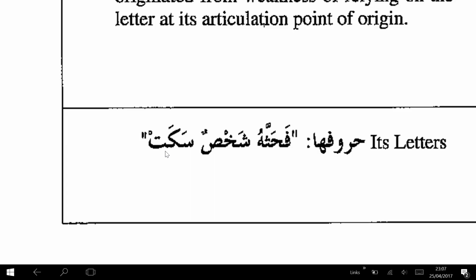So your homework will be to memorize the chart, which is the list of opposites with the meaning, the list of non-opposite characteristics again with the meaning, and the difference between hams and jahr. What does hams mean? What does jahr mean? What are the letters of hams? فَحَثَّهُ شَخْصٌ سَكَتْ. Recite them with a sukoon, each of the alphabets here, keeping a hand in front and see if you can feel the air.